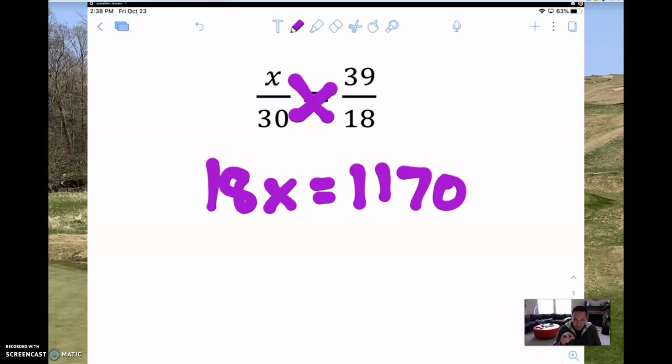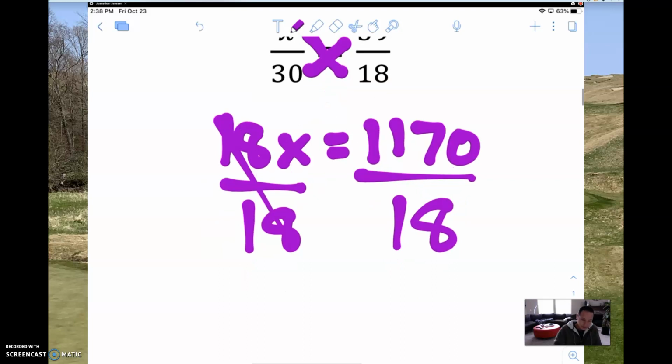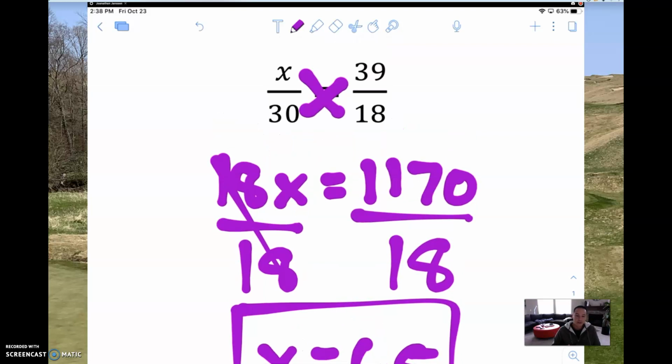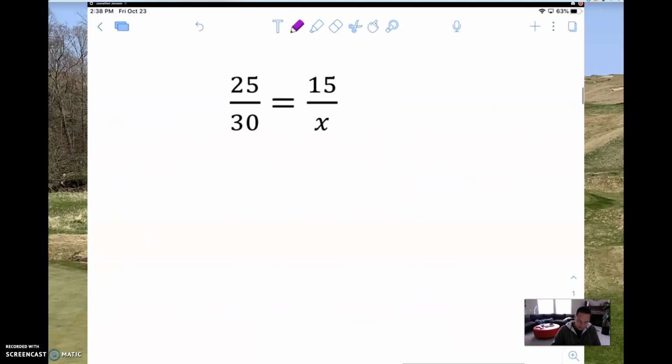Put an equal sign in the middle. 30 times 39 is 1,170. To solve this, we can just divide by 18 on both sides. And if I divide that by 18, we end up with 65. So 65 over 30 is equal to 39 over 18. And we'll do one more together.